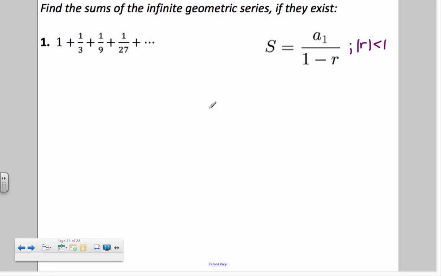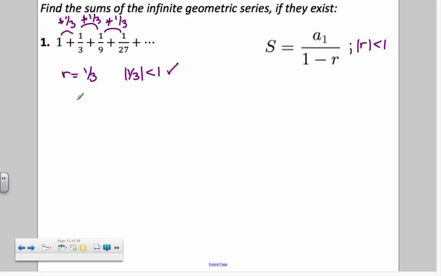So let's take a look here. It says find the sums of the infinite geometric series if they exist. The very first thing we need to do is identify what our ratio is. What am I multiplying by 1 to get 1/3? Well, I'm multiplying by 1/3. And I also multiply by 1/3 to get from 1/3 to 1/9, as well as from 1/9 to 1/27. So my ratio here is 1/3. The absolute value of 1/3 is less than 1, so we do have an infinite geometric series that we can add.